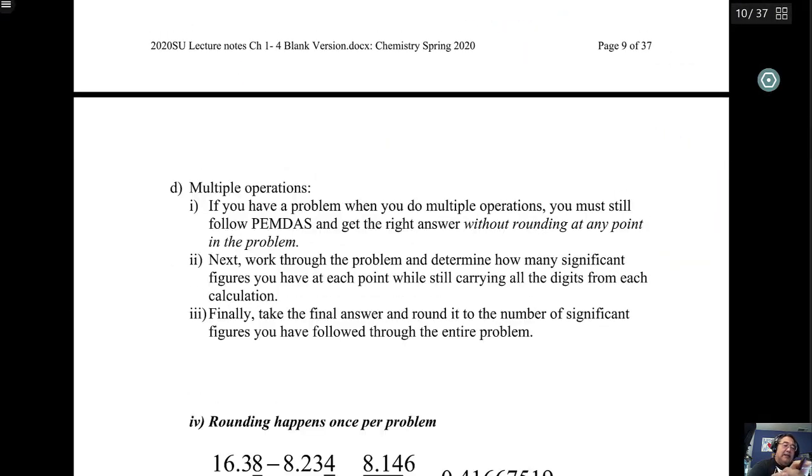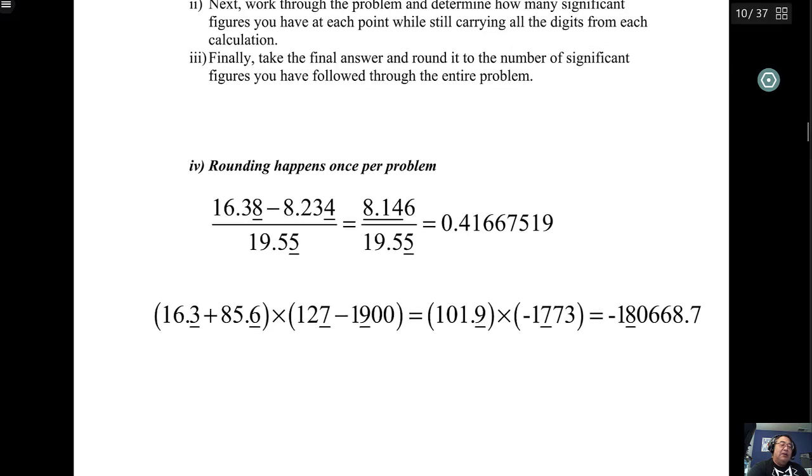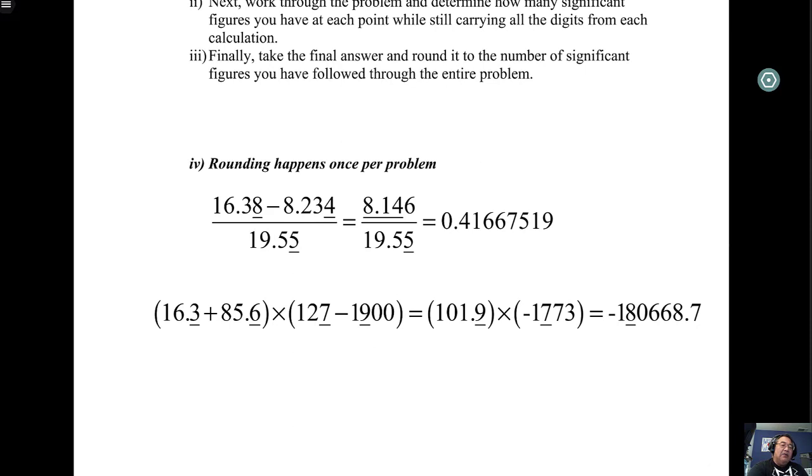Okay, so next, that's what that first statement says. Next, what you do is you work through the problem and you figure out what the significant figures are after each of the simple algebraic operations like multiplication, division, addition, and subtraction. And you don't round it, but you just keep track of how many significant figures would be in the answer. And then when you get to the last step, you use those significant figures to tell you what the final answer should be rounded to.